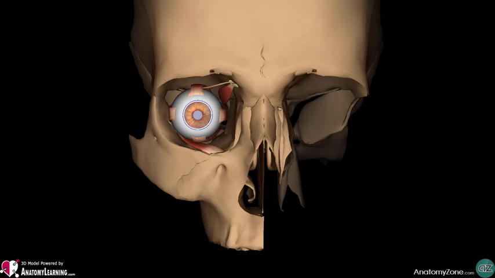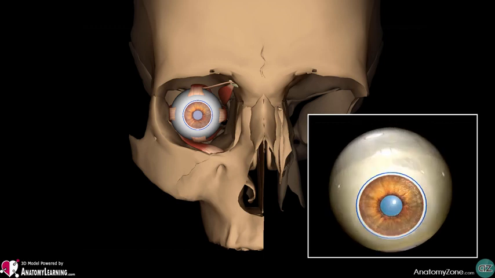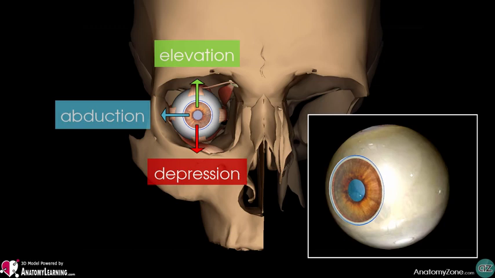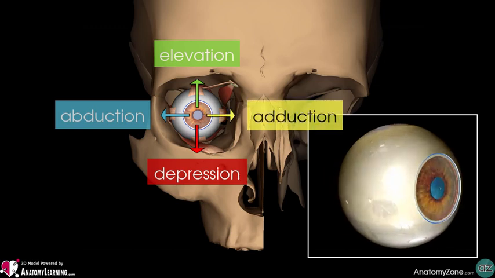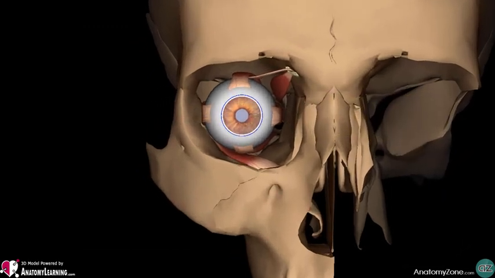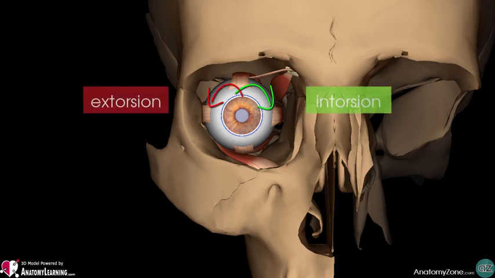Before we take a look at these muscles, let's review the different movements of the eyeball. We will use the pupil as the point of reference for movement. The pupil can be moved up and down, which is known as elevation and depression. Abduction and adduction of the eyeball causes the pupil to be moved laterally and medially, respectively. The eyeball also has torsional movements, which bring the eyeball towards the nose, intorsion, and away from the nose, extorsion. These movements are also referred to as internal and external rotation.